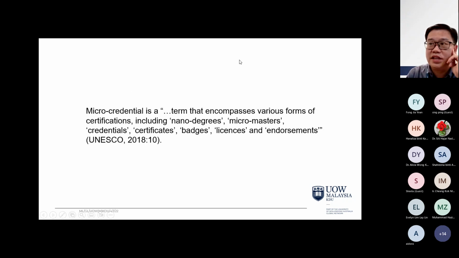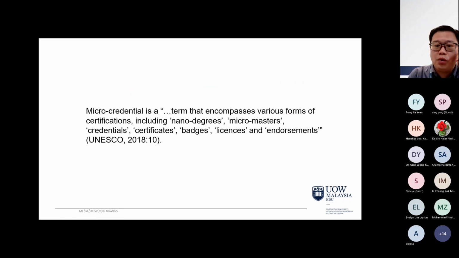Okay, now next we have is this thing called micro credentials, MCs. So you know what a credential is actually an identification of achievement. Micro means small. So it is a small recognition of achievement. It is a term that encompasses various forms of certification. Sometimes they call it nano degrees, micro masters, credentials, certificates, badges, and so on. So this is the UNESCO general definition. So these are called micro credentials.